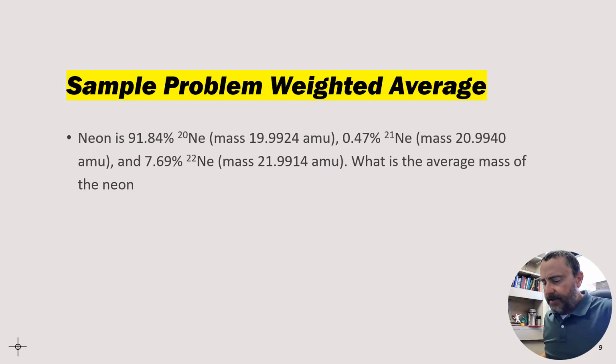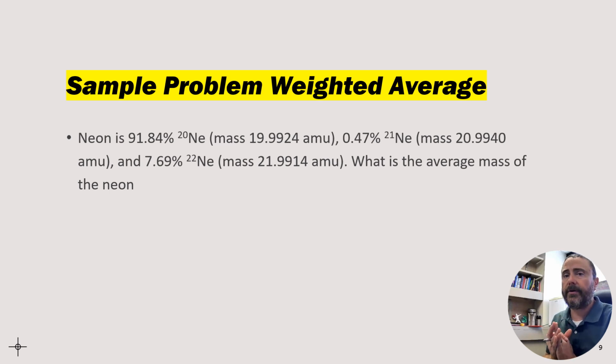So neon 20 is 91.84%, and we give the mass of neon 20 there. Notice that the mass of neon 20 is not exactly 20, it's 19.9924. And we've got 0.47% neon 21, and we've got its mass as well. We also have a neon 22, which is 7.69%, and we've got a mass there.